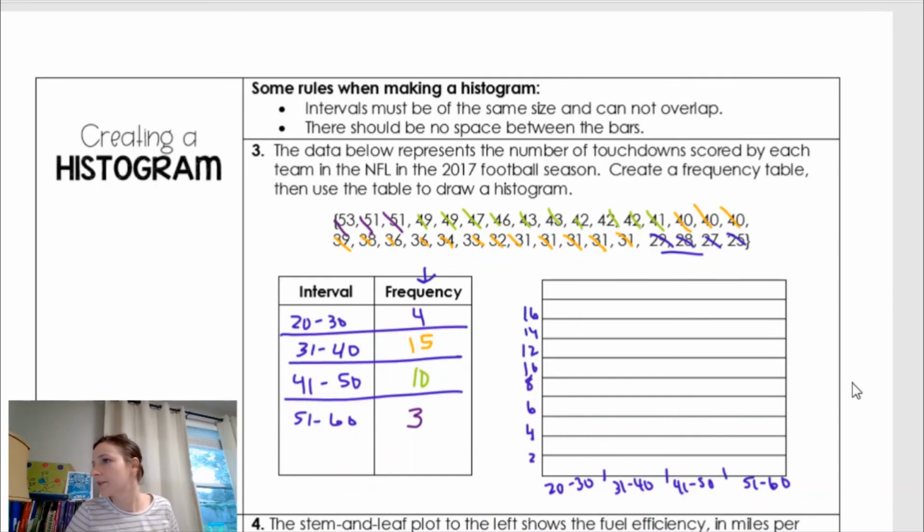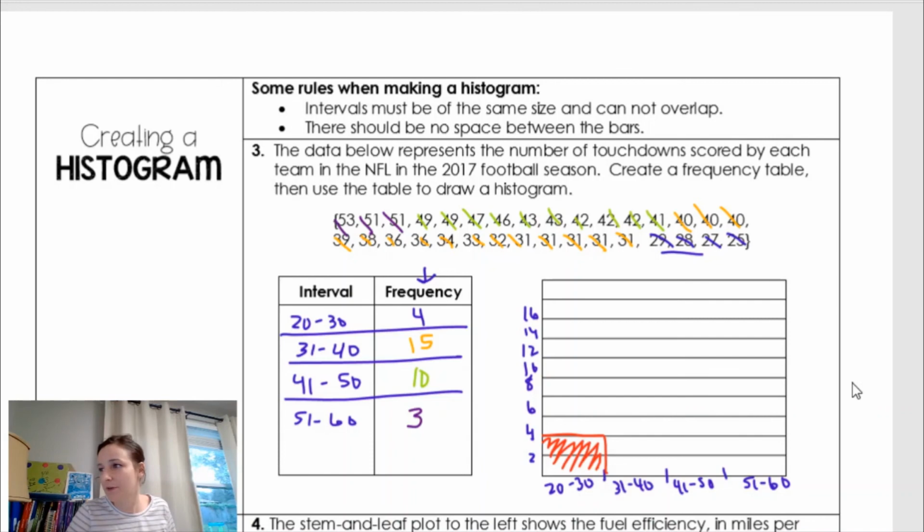And now we can draw our frequencies. How many were between 20 and 30? I had 4. So I'm going to draw my bar up here and go all the way across and down. And you can color them in if you'd like, or you can leave them blank. So I had 4, what does this represent here? 4 touchdowns in the NFL season between 20 and 30. How about 31 through 40?